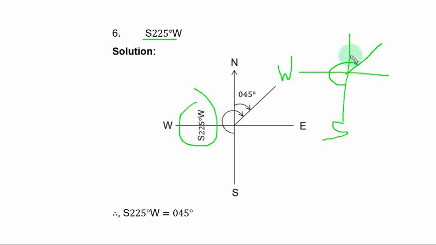So this angle is 045 degrees. In three digit, you go to the north, you start movement in clockwise direction until you get to where the first angle ended. That is this point. That is also 045 degrees. Therefore, south 225 degrees west is equivalent to 045 degrees.